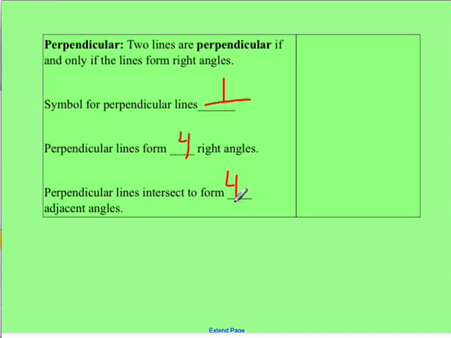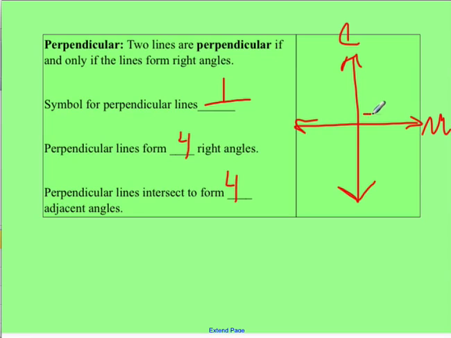So what is this crazy lady talking about? Well, let's draw a picture. I'm going to call this line L, and I'm going to call this line M. If they're perpendicular, that means each of these angles is going to be a right angle. Now, if each of those are right angles, we can say that L is perpendicular to line M. That's how that notation works.